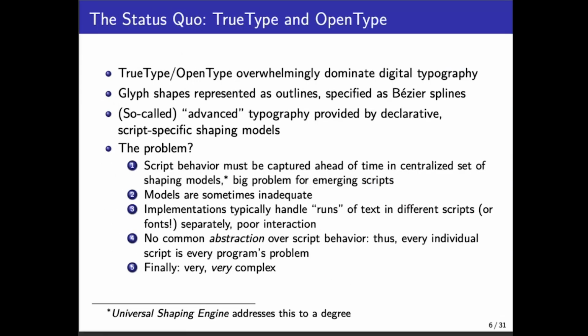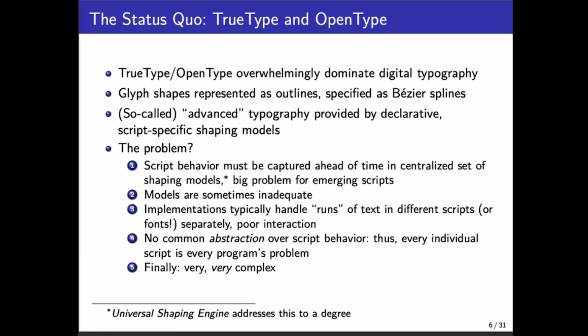So I'll talk a bit about the status quo, which is OpenType and its predecessor TrueType, which doesn't really have any pertinent differences for the sake of this discussion. These overwhelmingly dominate modern digital typography. And in this system, glyph shapes are represented as outlines, specified as Bezier splines. If you don't know what that is, it doesn't matter. It's just a mathematical curve, basically.